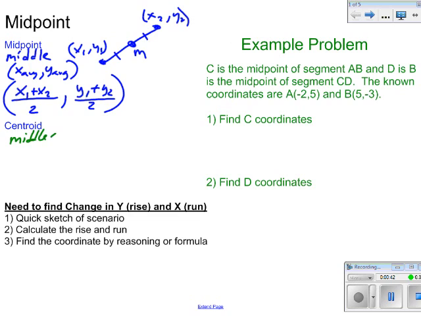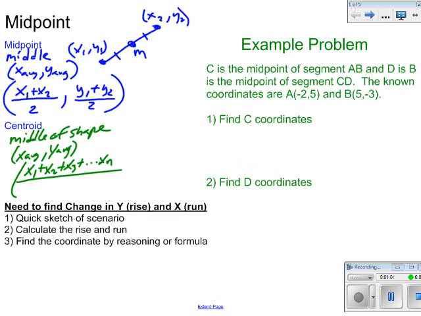Now, if you have a centroid, now the centroid is the middle of a shape, so it's basically the midpoint of a shape in a way. So what you're doing is you find the average of all the corners of the shape, and that'll tell you what the centroid is. So you do x1 plus x2 plus x3 dot, dot, dot, all the way up to xn, however many points there are, divided by n, the number of values, comma y1 plus y2, etc., all the way till the final y value, yn, divided by n, which is the number of corner points there are.